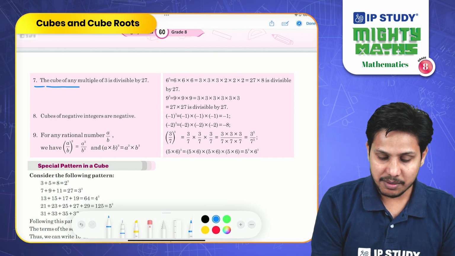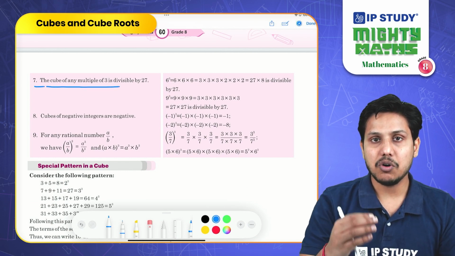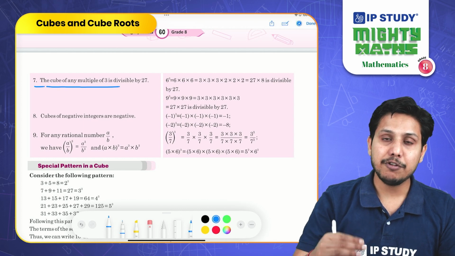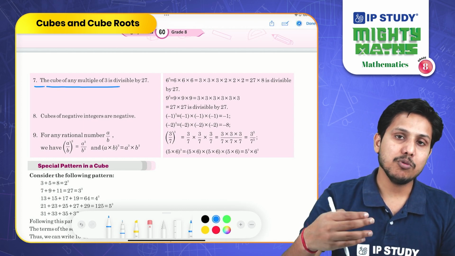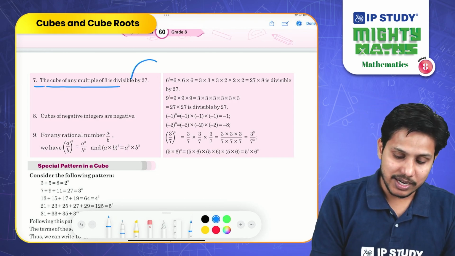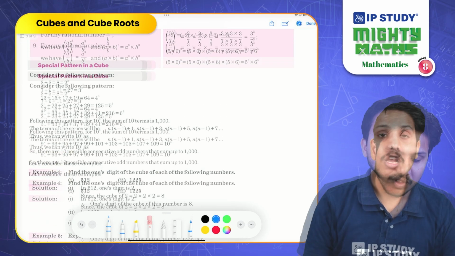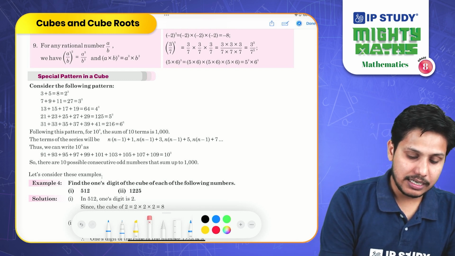The cube of any multiple of 3 is divisible by 3. So if there is 3 or a multiple of 3 like 6, 9, if we cube them, like the cube of 9, then it will be divided by 27 and the remainder will be 0 in that case. Okay.